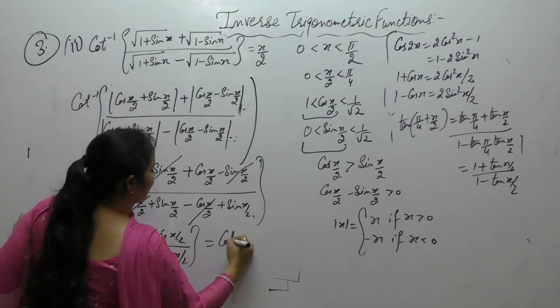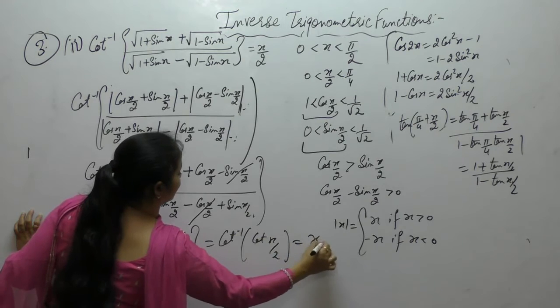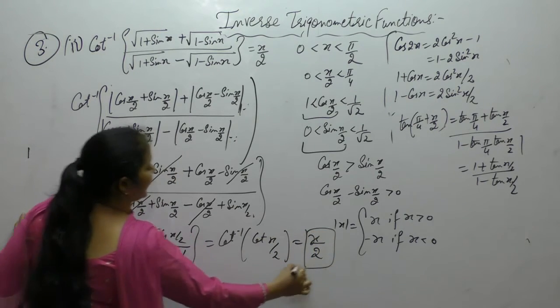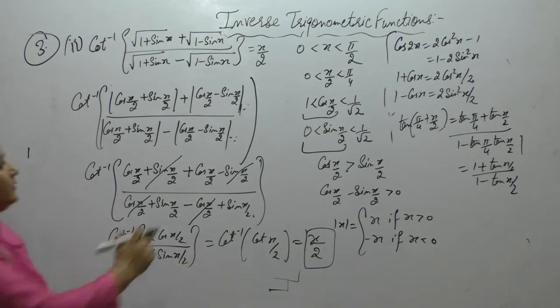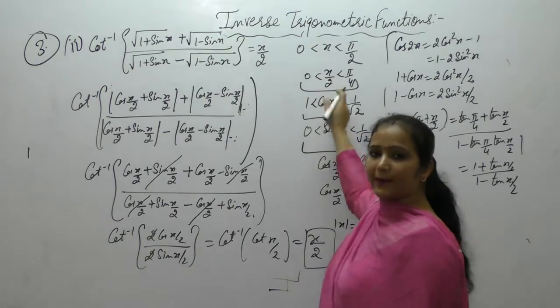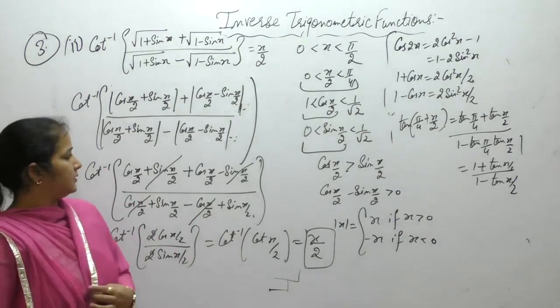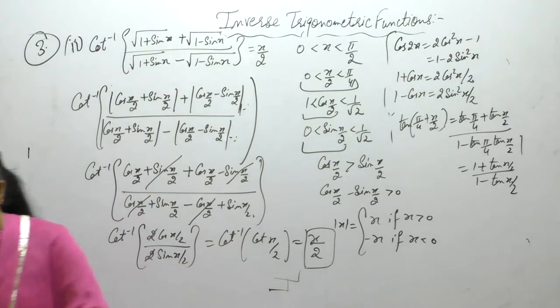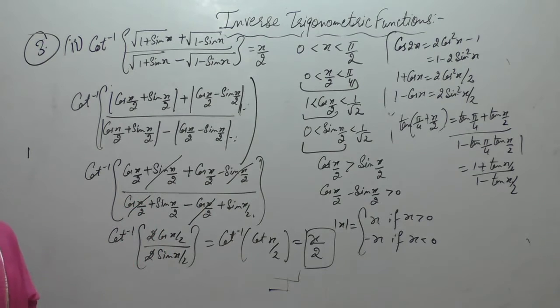Cos upon sin is cot. So cot inverse cot equals theta, if the angle lies between the limit. When x by 2 is pi by 4, cot pi by 4 is 1. So the angle limit lies within the given range. Therefore, the value is x by 2.